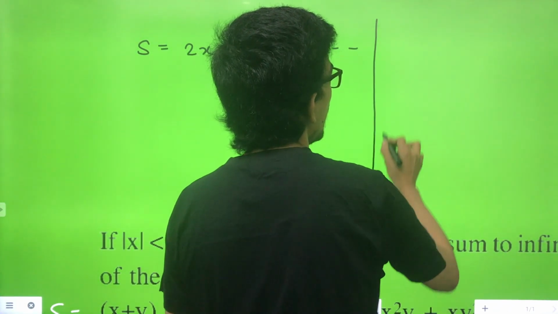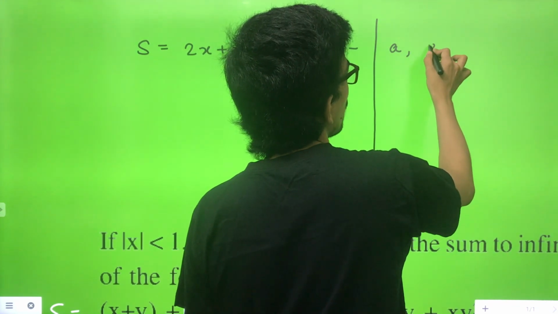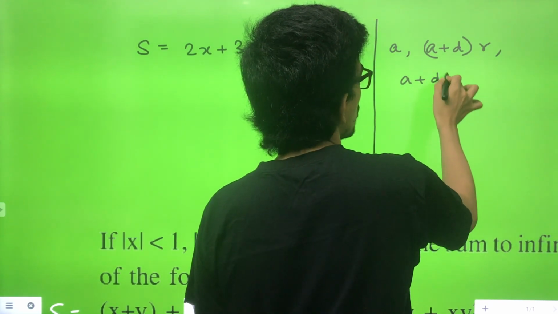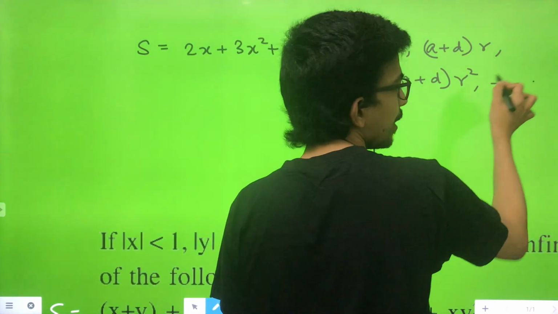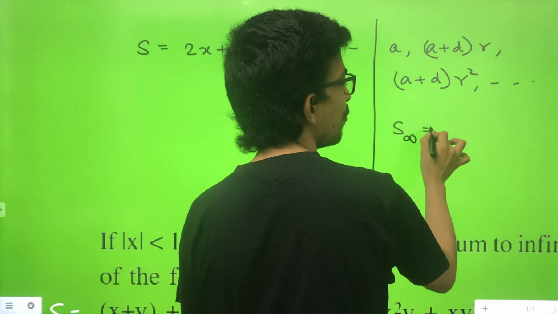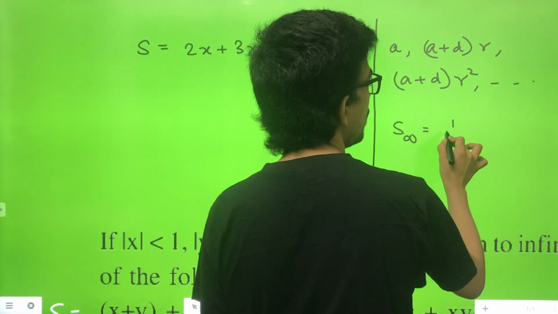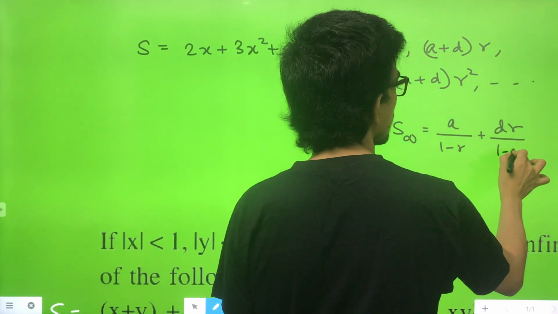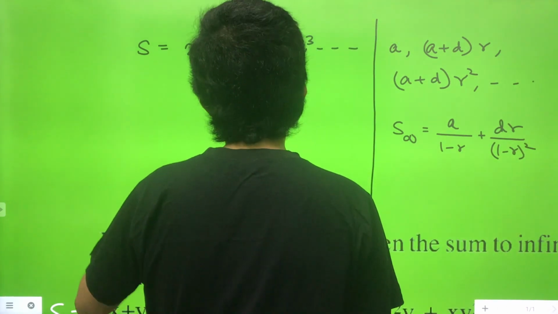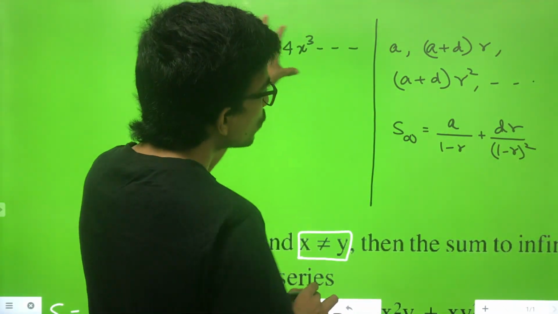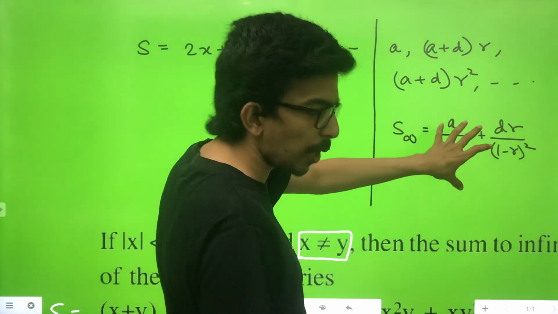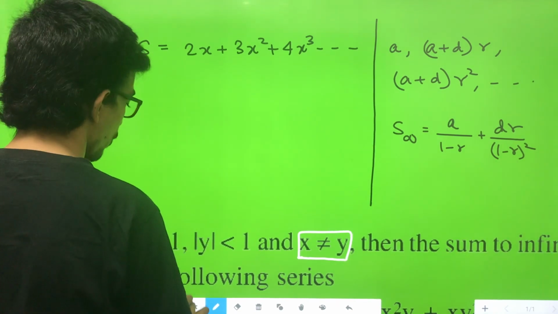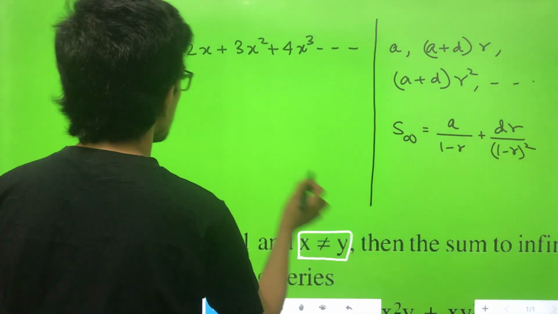You know that a sequence of the form a plus d into r, a plus d into r square, and so on, forms an AGP. And the sum to infinite terms of an AGP is going to be a by 1 minus r plus dr divided by 1 minus r the whole square. Of course, to use this formula, you have to add a 1. Okay, I'm just adding a 1. I'll tell you why.